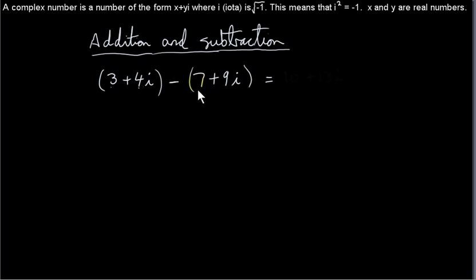If we want to do subtraction, we just do it like in ordinary algebra. We can write out all of this. I can just drop the brackets here because this is not multiplied by anything. This is just 3 plus 4i. I can take the minus sign in here. Minus 7 minus 9i. It's like multiplying minus 1 into this expression.